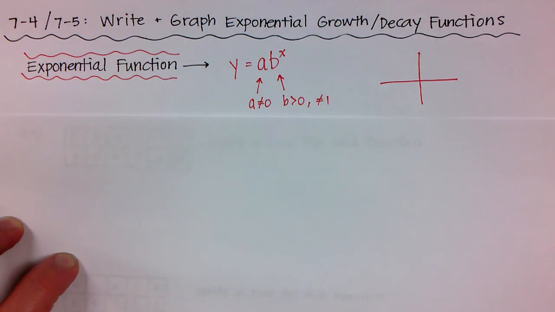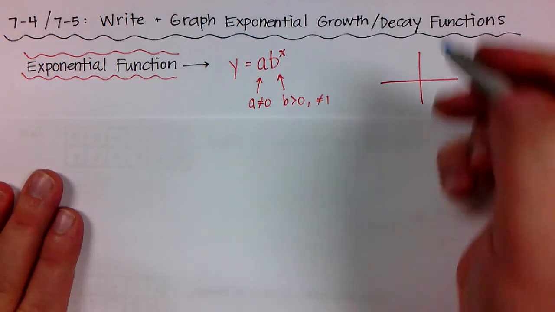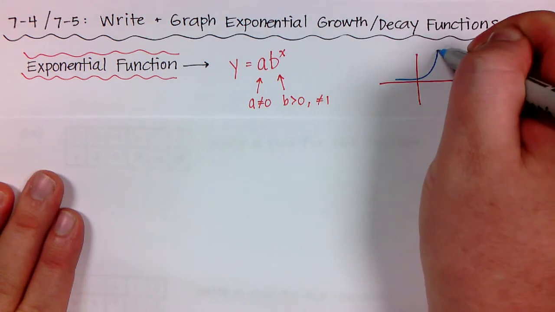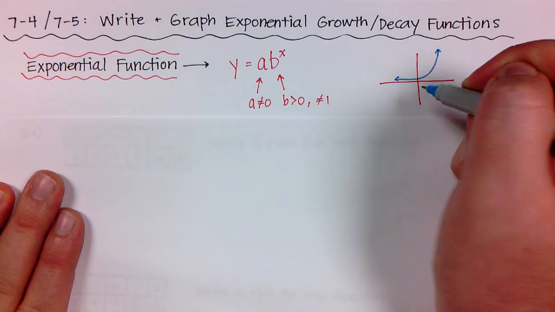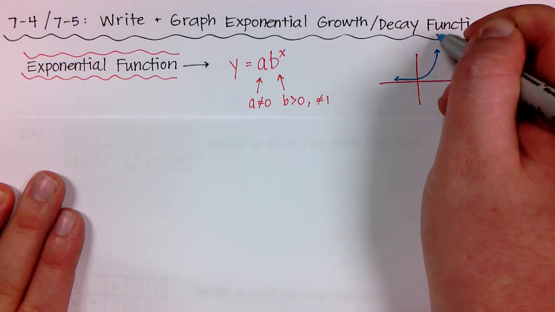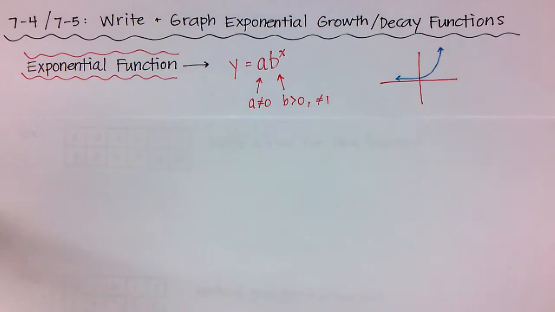If you see an exponential function and it's graphed, it's not going to look like a line. It might look something like this, where it's running along one of the axes and then it's curving up and then it's just going to start going straight up forever, exponentially. So let's go ahead and look at our first example.